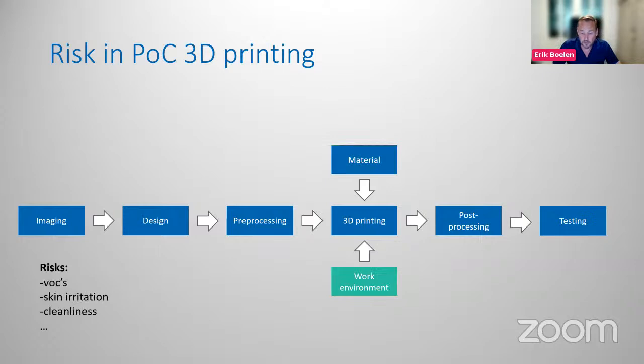And then the work environment, there's not just risks to your part, but also to the user. So there's like volatile organic compounds. So make sure it's ventilated properly. Resin is an irritant to your skin. And just overall cleanliness is also very important in the work environment.